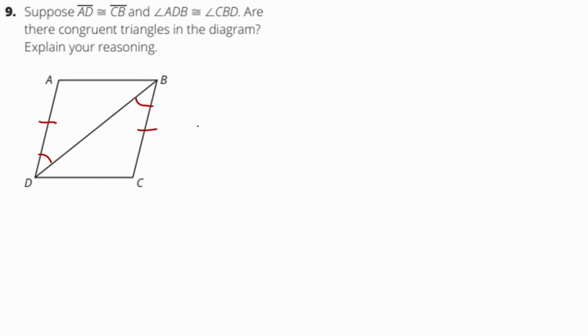Explain your reasoning. Well, we would need one more side or one more angle congruent in order to say so. And can we determine that? Well, yeah, look at these two triangles. They share a side. What is that side? That side's DB right here. So we could say that DB is congruent to BD. Why? Because it's itself. Of course, the same thing is equal to itself.